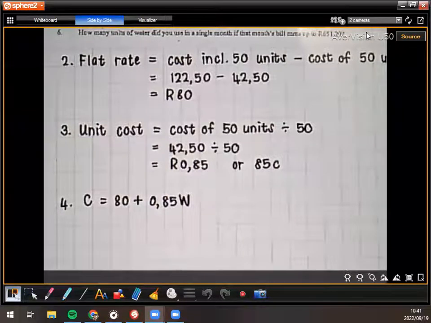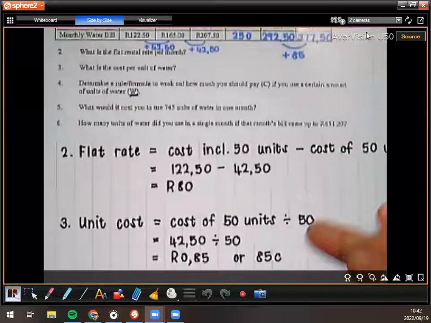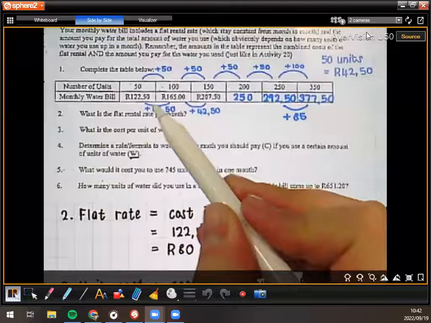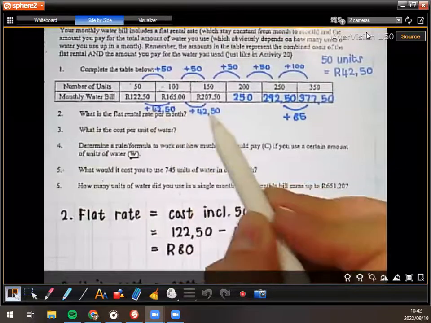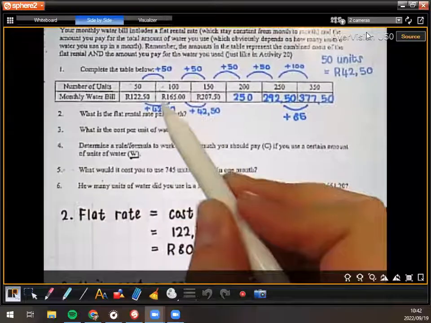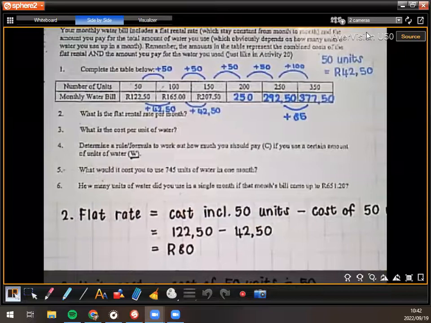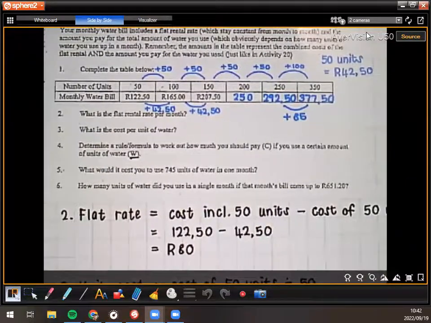Now, guys, this question is different from the rules that we found previously, right? If we're looking at the table that they gave us, it looks like the constant difference is 42 Rand 50. Do you agree with that? That's what it is in the table. But guys, you can't say 42 Rand 50 times the number of units, right? Then you're going to pay 42 Rand 50 for 1 unit, which is not what we're doing.